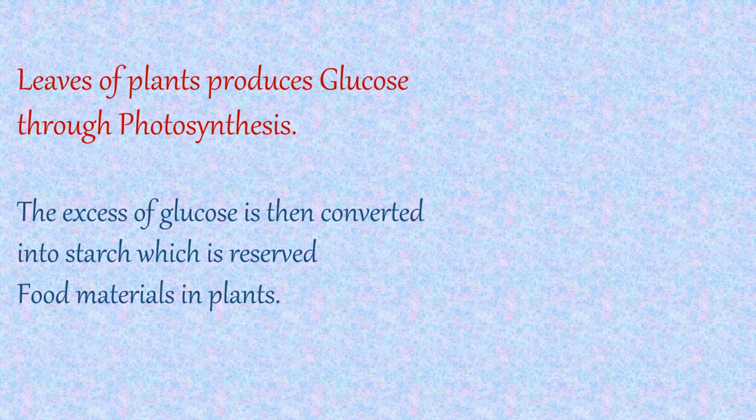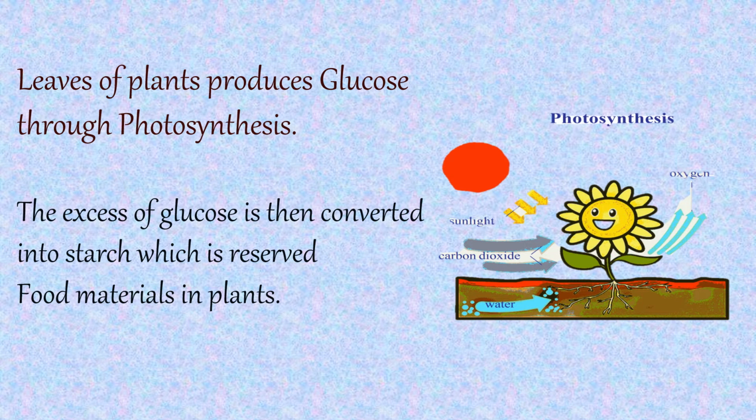Now, leaves of plants produce glucose through photosynthesis. The excess of glucose is then converted into starch, which is reserved food material in plants. Let us do a small experiment to prove the presence of starch in leaf.